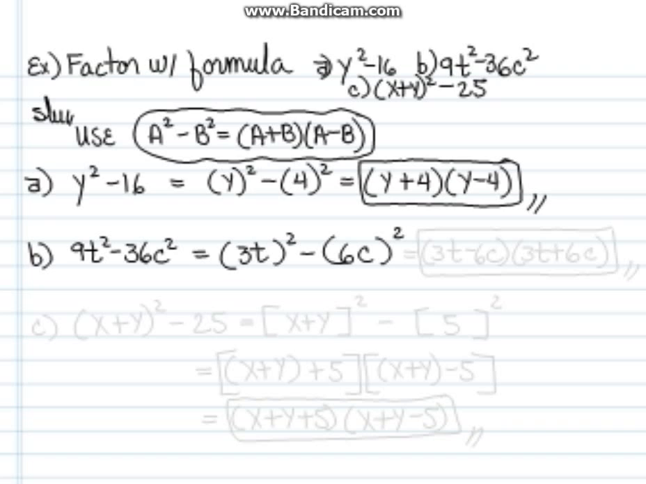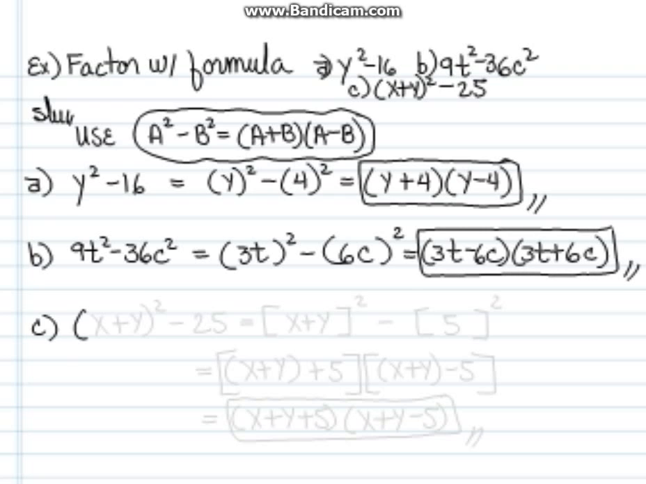The first one squared minus the second one squared equals parenthesis first plus the second times first minus the second. Or, as I wrote it, first minus the second times first plus the second. Either way, as long as there's a plus in the middle for one of those factors and a minus in the middle of the other one, that's all I care about.